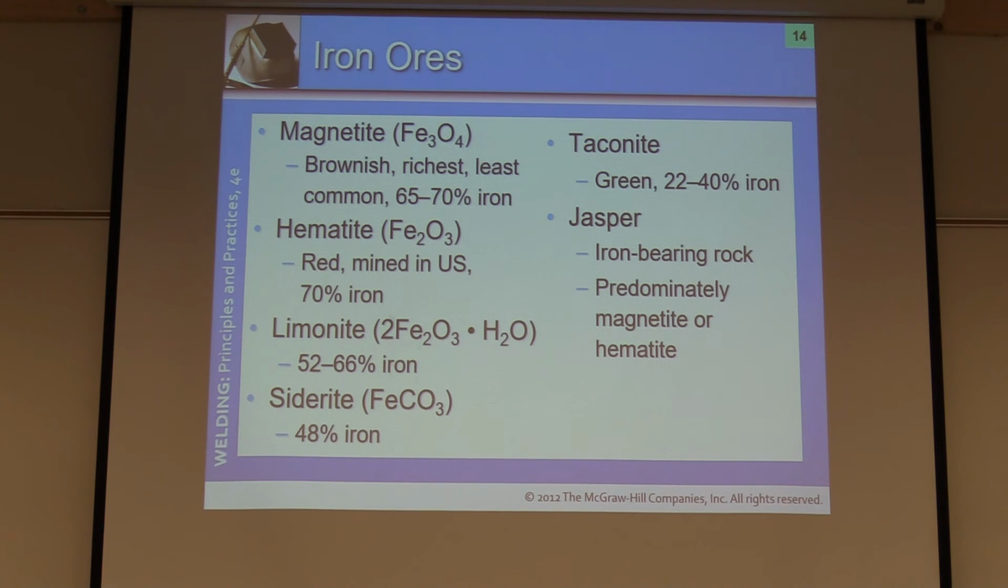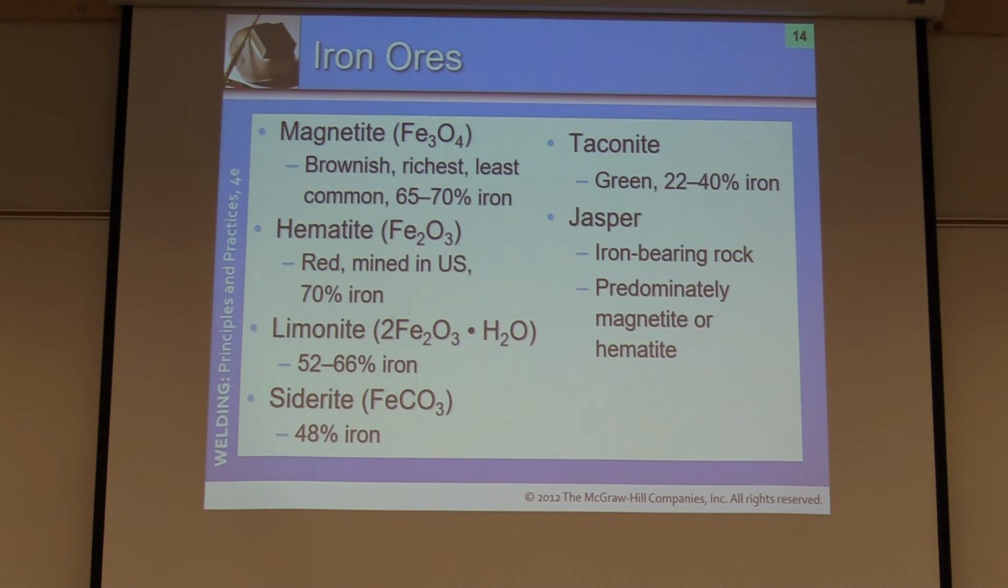Let's go down to magnetite. Okay, here's the chemical makeup of it, Fe3O4. So 3 parts iron, 4 parts oxygen, okay? It's a brownish ore that contains about 65 to 70% iron. Let's go down to hematite. Hematite is known as red iron, contains 70% iron. It's widely mined in the U.S. Limonite contains from 52 to 66% iron.